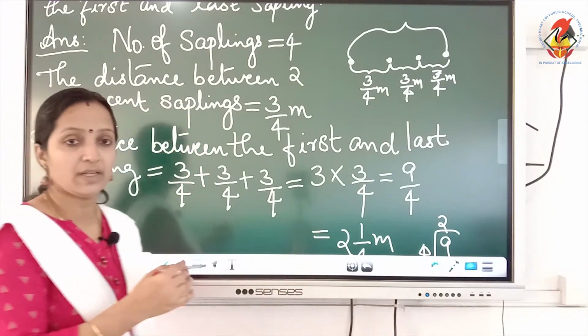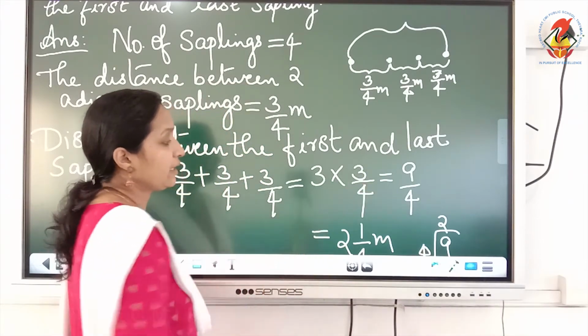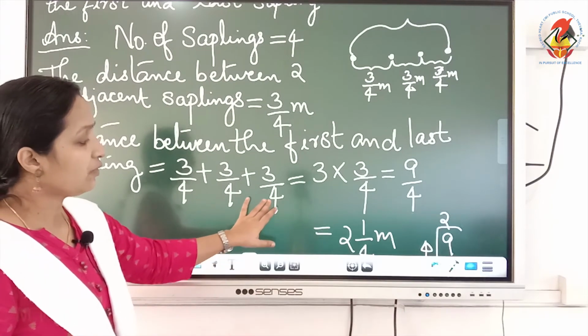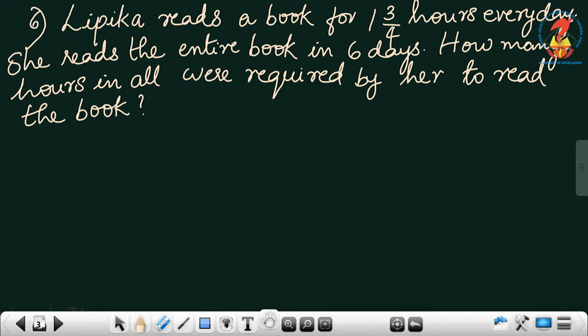Fraction multiplication. Multiplication of a whole number by a fraction. Okay, so what answer will you get? 9 by 4. It's an improper fraction. So you do the division and find out the mixed number. Okay. Now move to the next question.